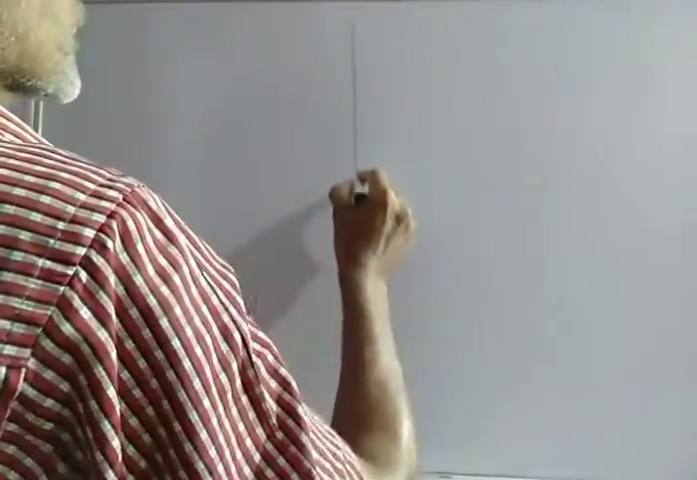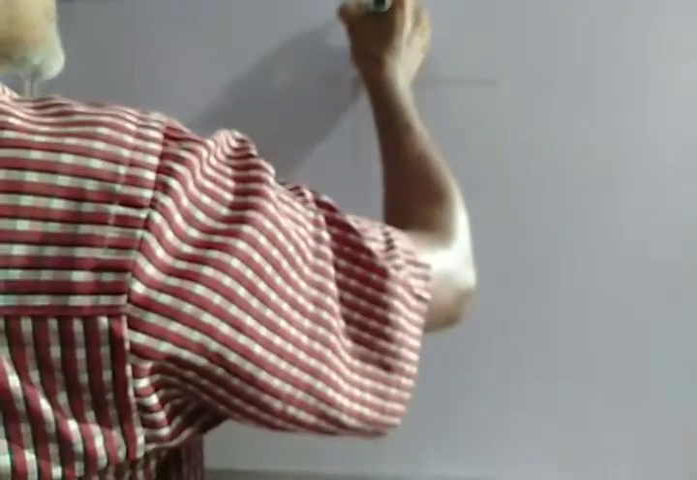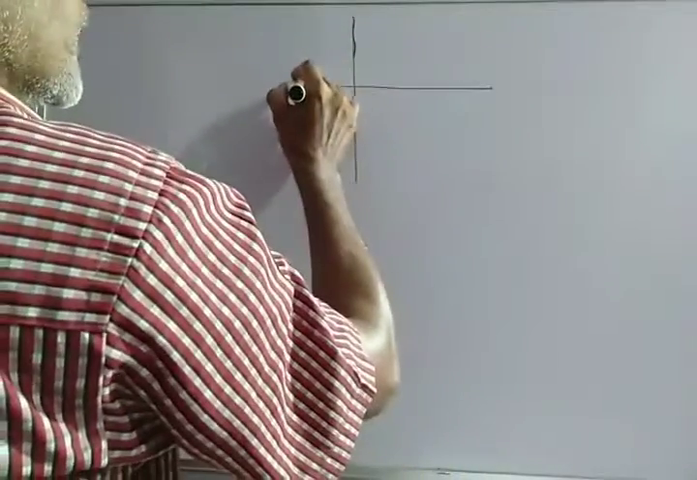So first of all, I would like to ask, what do you mean by coordinate geometry? Coordinate geometry is the branch of geometry in which two numbers called coordinates are used to locate the position of a point in a plane.